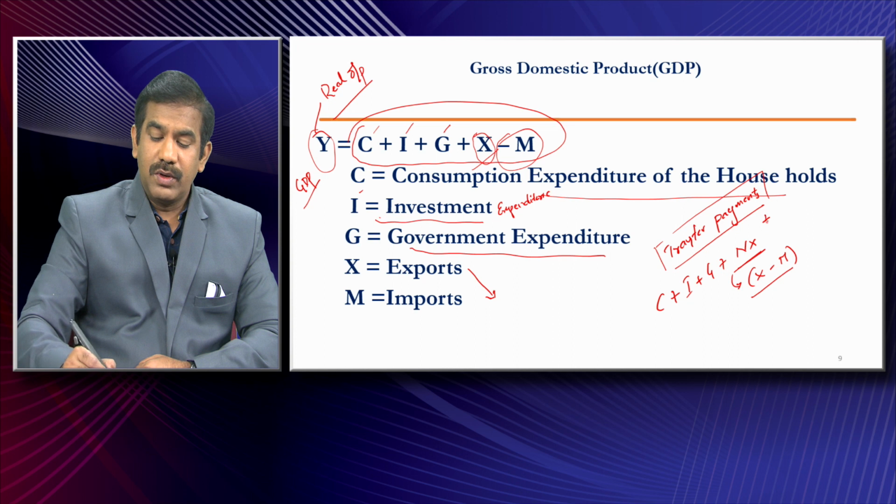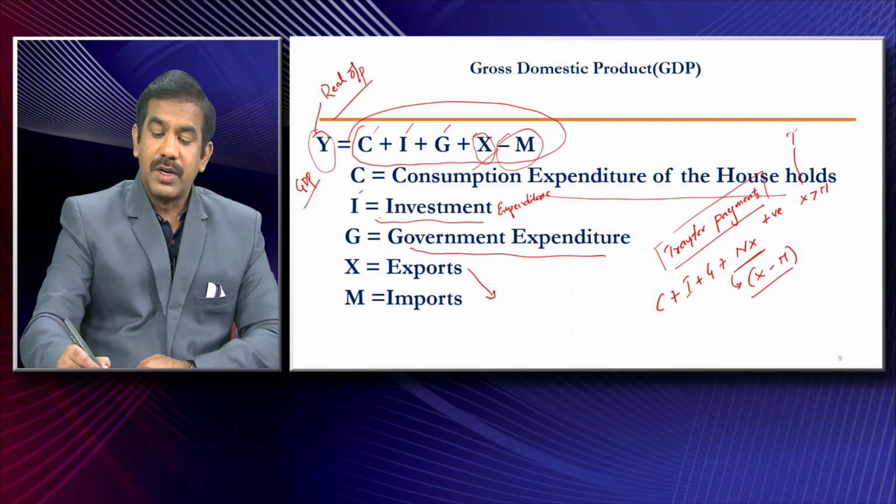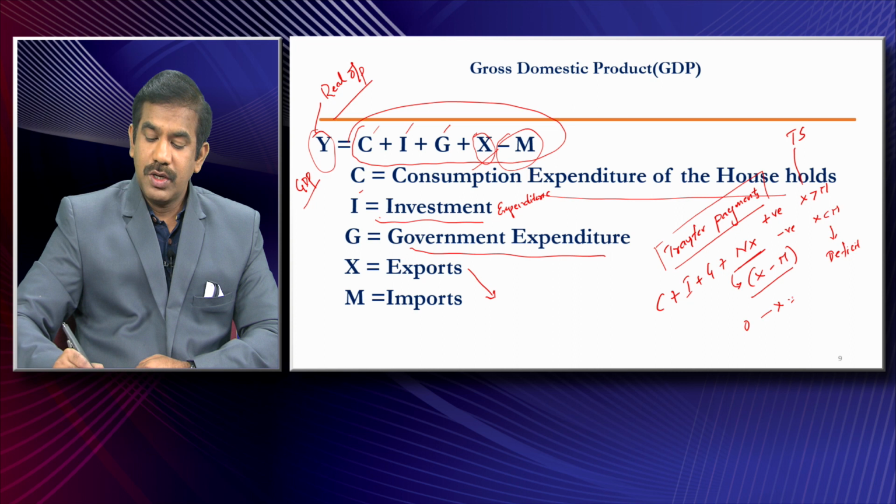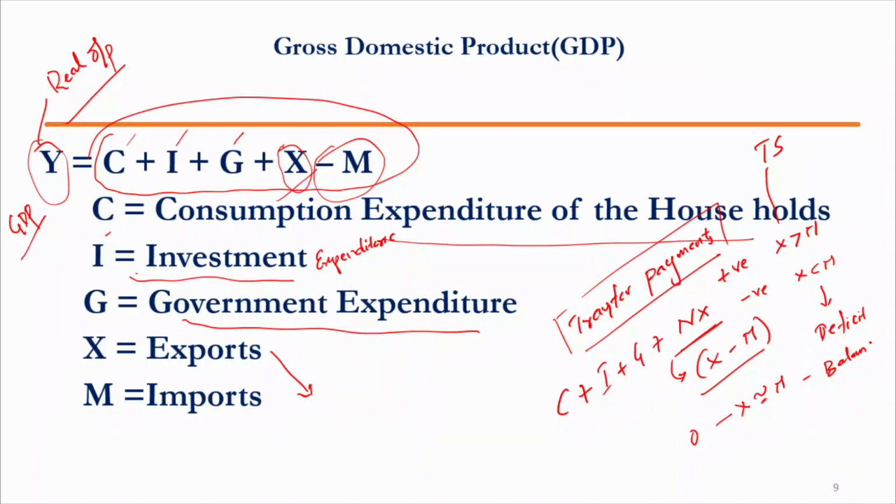The net X value, the net exports value, would be positive if your exports are more than imports. In such a case, the nation is said to have a trade surplus. The net export value would be negative if your exports are less than imports. In such a case, the nation is said to have a trade deficit. And if the net X value is 0, it means exports equal imports. That means there is a trade balance. The trade is balanced. Okay?